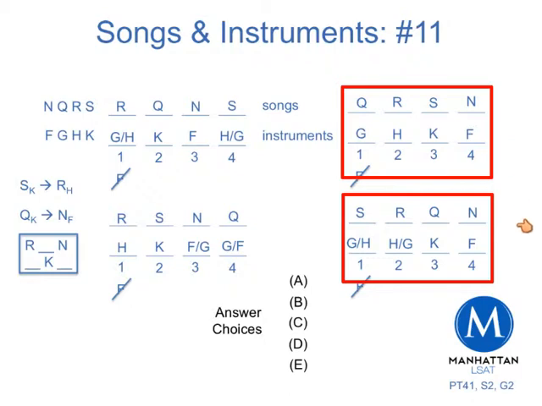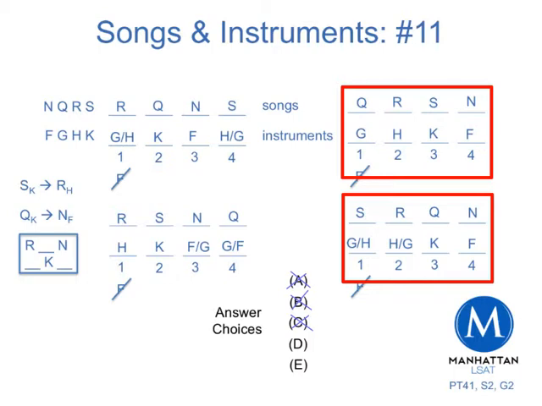So what we need to do now is see which of the answer choices could be true in either of these two scenarios. Answer choice A would have the first song performed on the keyboard, the K. That's not possible. Answer choice B would have the third song performed on the G. That's also not possible. Answer choice C would have F performed third. Again, that's not possible.